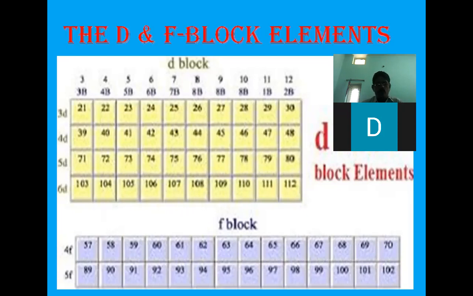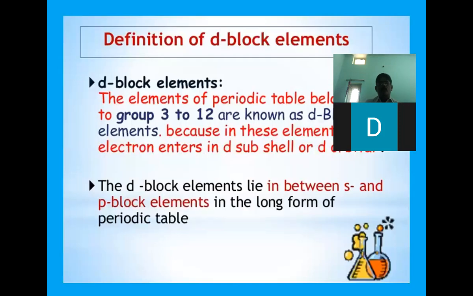As far as F block elements are concerned, they are located at the bottom of the periodic table and designated as 4F and 5F series elements. 4F series elements are said to be lanthanides, whereas 5F series elements are said to be actinides. The 4F series starts from atomic number 57 to 70, and the 5F series starts from 89 to 102.